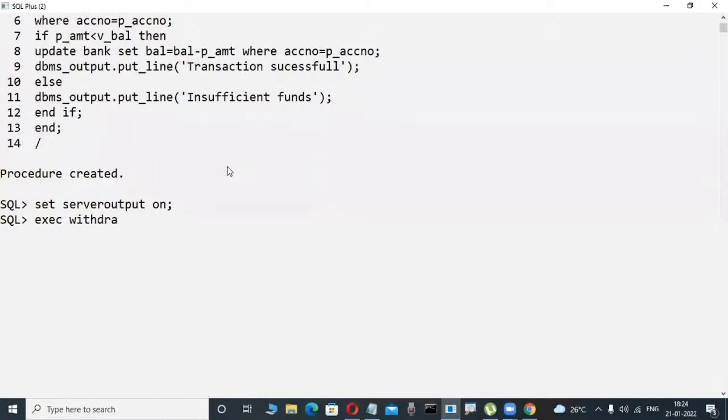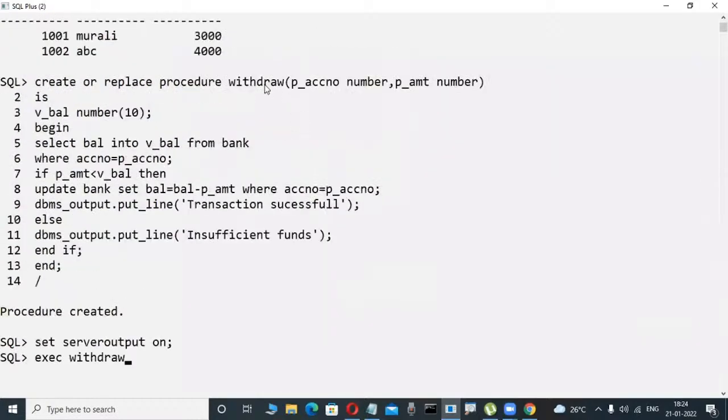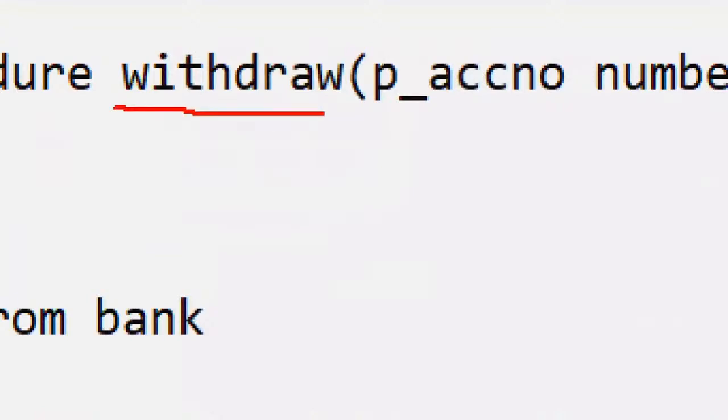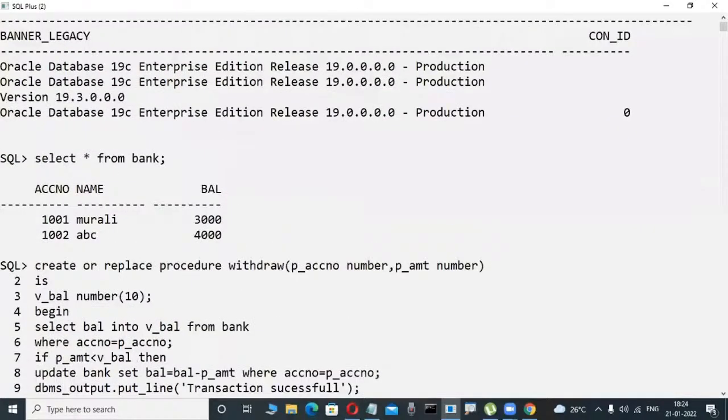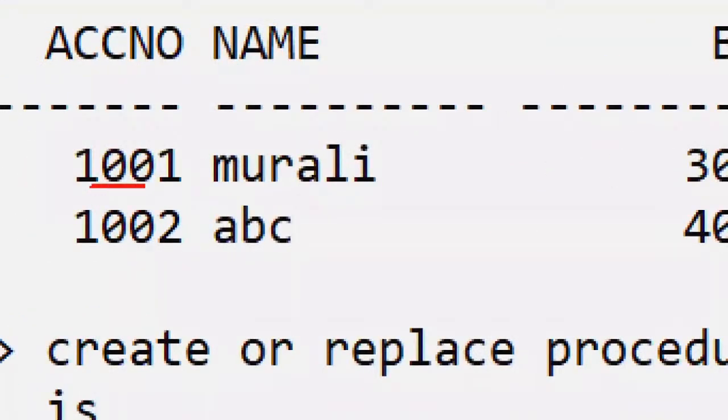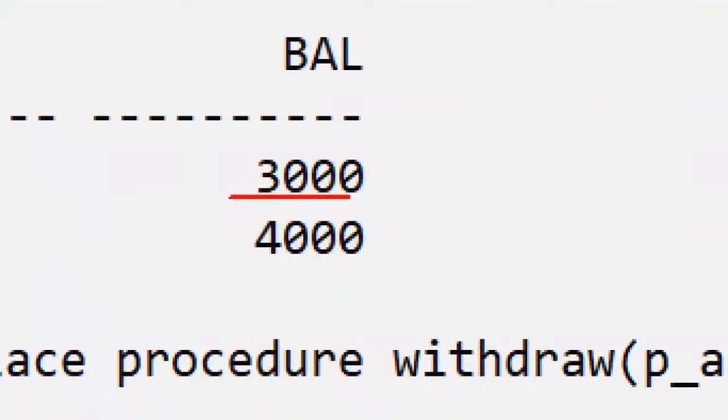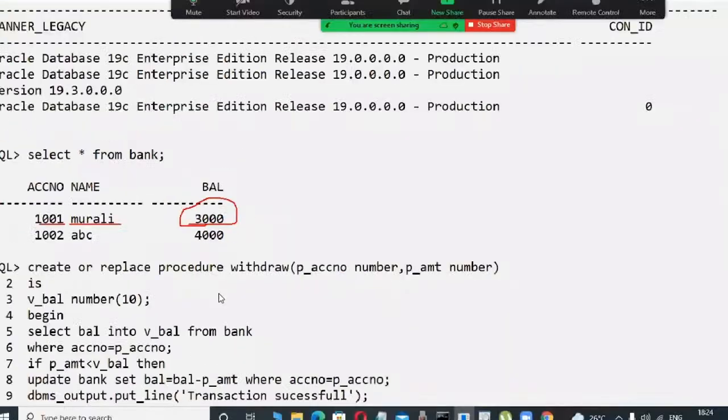You may not have an idea of all these things. Just observe it here. Withdraw is there or not? That is the name of my program. Okay, fine. Here my account number 1001, I'm passing, comma, I try to withdraw 9,000 rupees, for example. Observe here, slowly observe it in this table. Scenario, observe the logic. 1001 is my account number. Murali is my name. Now my balance is how much? 3,000. In my table, 3,000 is the current balance.